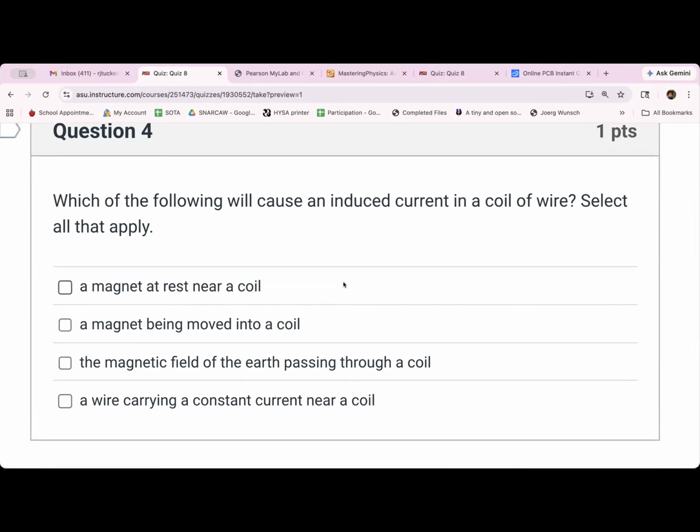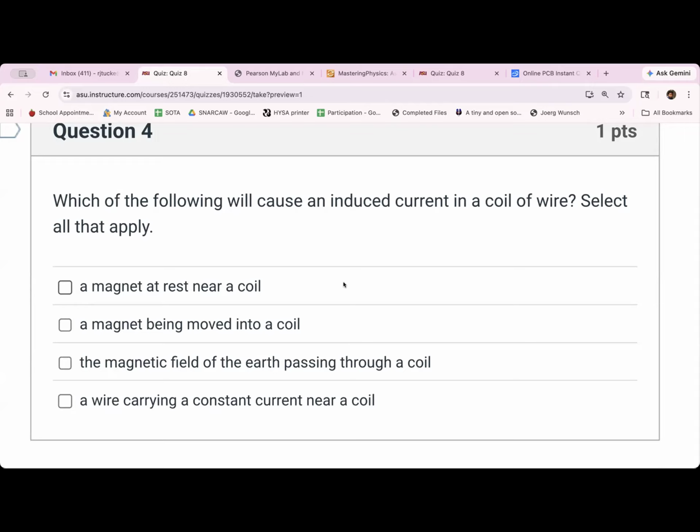Try this yourself. Test yourself here. What do you think? No, this is an all-that-apply. So it's multiple choice, A, B, C, D, but more than one can apply. Ask yourself, in the case of A, I'm holding a magnet near a coil. Is there flux? Yes, there's field. A permanent magnet makes a magnetic field that goes through the coil. Is the field changing? No. No induced voltage. No reaction. Just holding a magnet near a coil of wire doesn't make electricity flow.